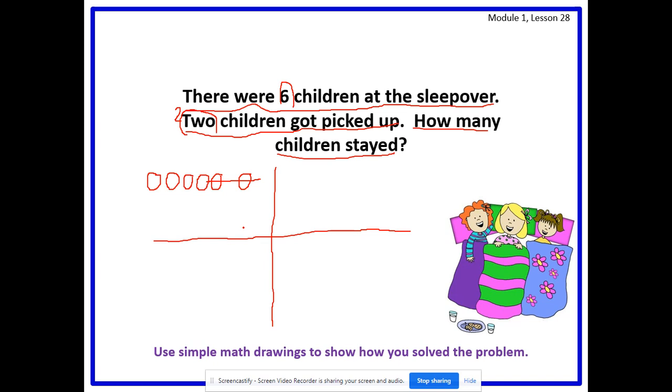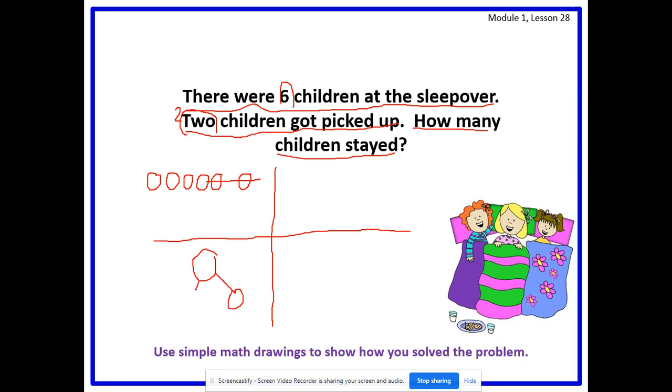What does that line crossing out those 2 remind you of? What does that line remind you of? Yes, right? Taking away, or the subtraction symbol, right? The minus symbol. Good. So now we're going to go ahead and write a number bond and a number sentence that tells the sleepover story. Don't forget to label your number bond. So go ahead and draw a number bond with me.